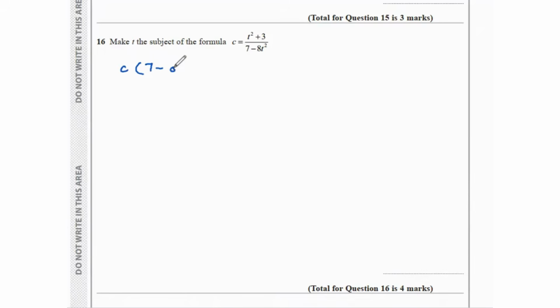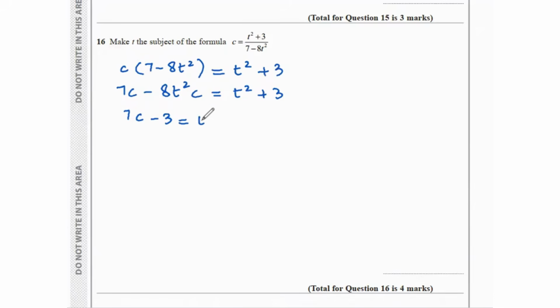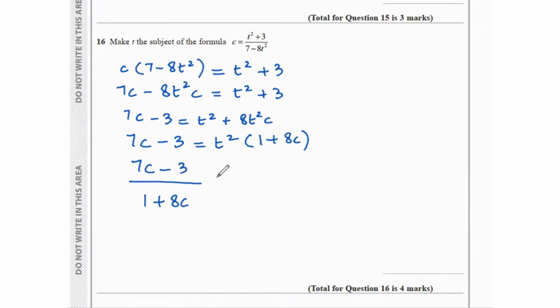c(7 minus 8t²) equals t² plus 3. Expand the bracket: 7c minus 8t²c equals t² plus 3. Since we have to make t the subject, collect all of the terms with t on one side. So 7c minus 3 over here, and t² plus 8t²c. Then take t² common. So that's 1 plus 8c in the bracket. After that, divide 7c minus 3 by 1 plus 8c.